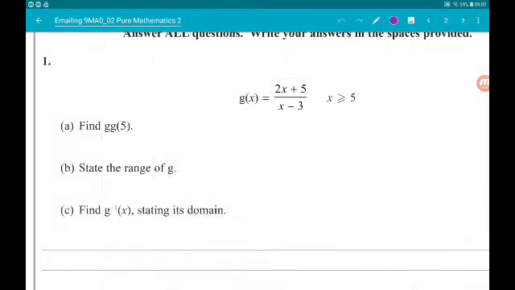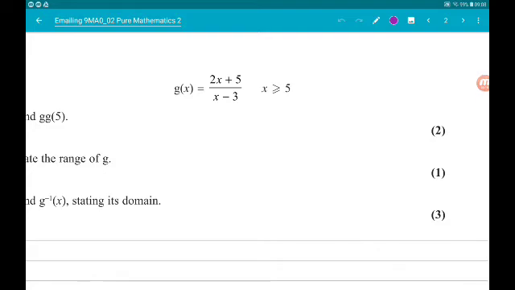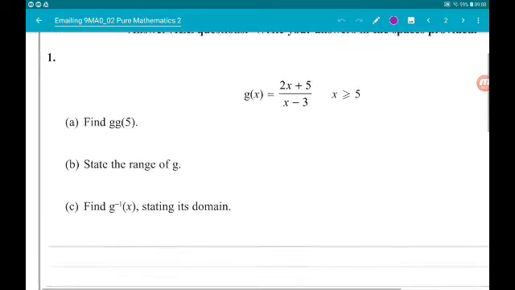Okay, question 1, we have functions. So, g of x is (2x + 5) over (x - 3), where x is greater than or equal to 5. Part A, for 2 marks, wants us to find g of g of 5.